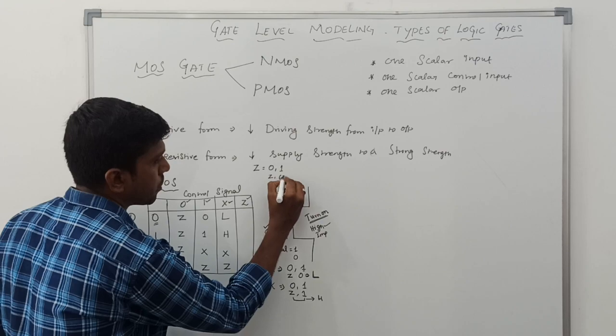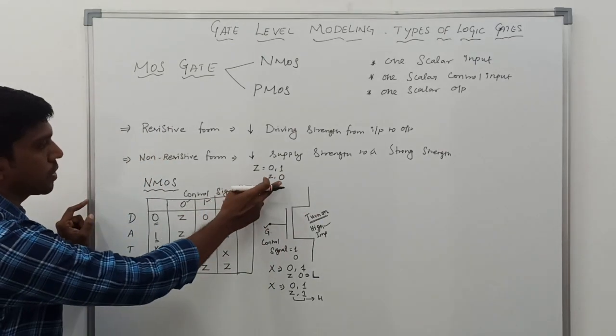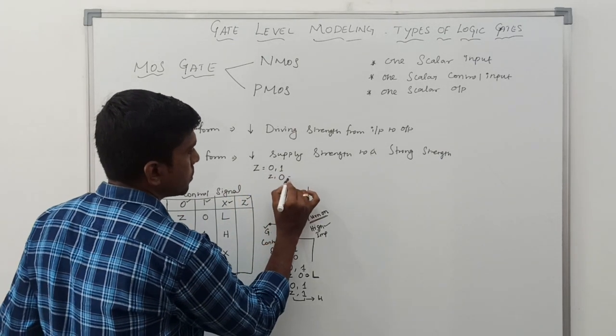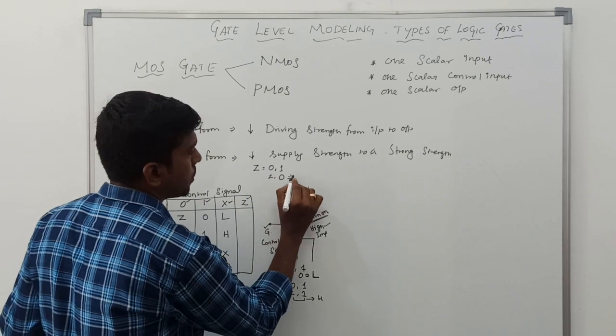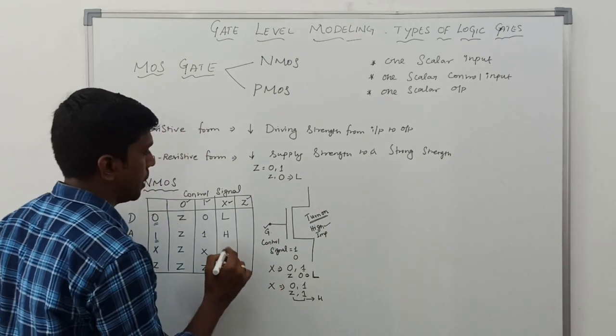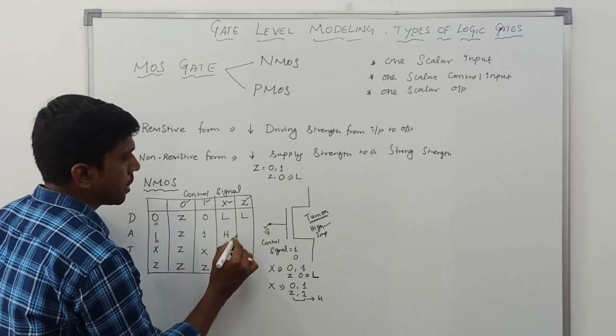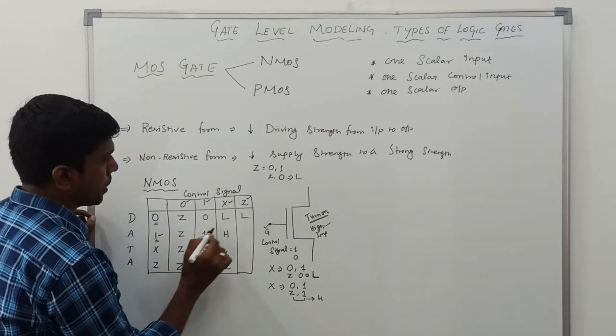So 1 means the input value is transferred to output. Here the input value is 0. That 0 is reflected to output. These combinations of output are represented as L.